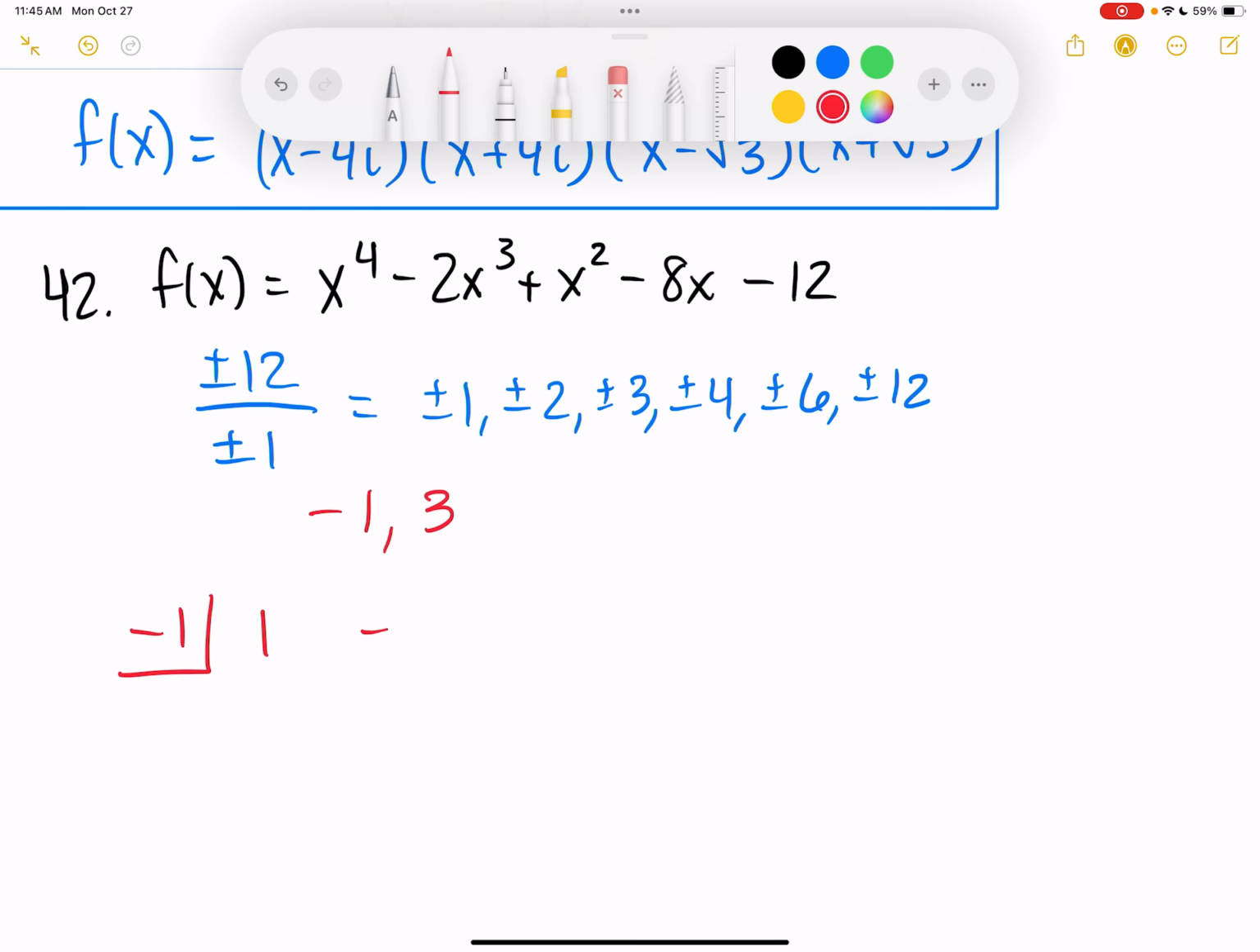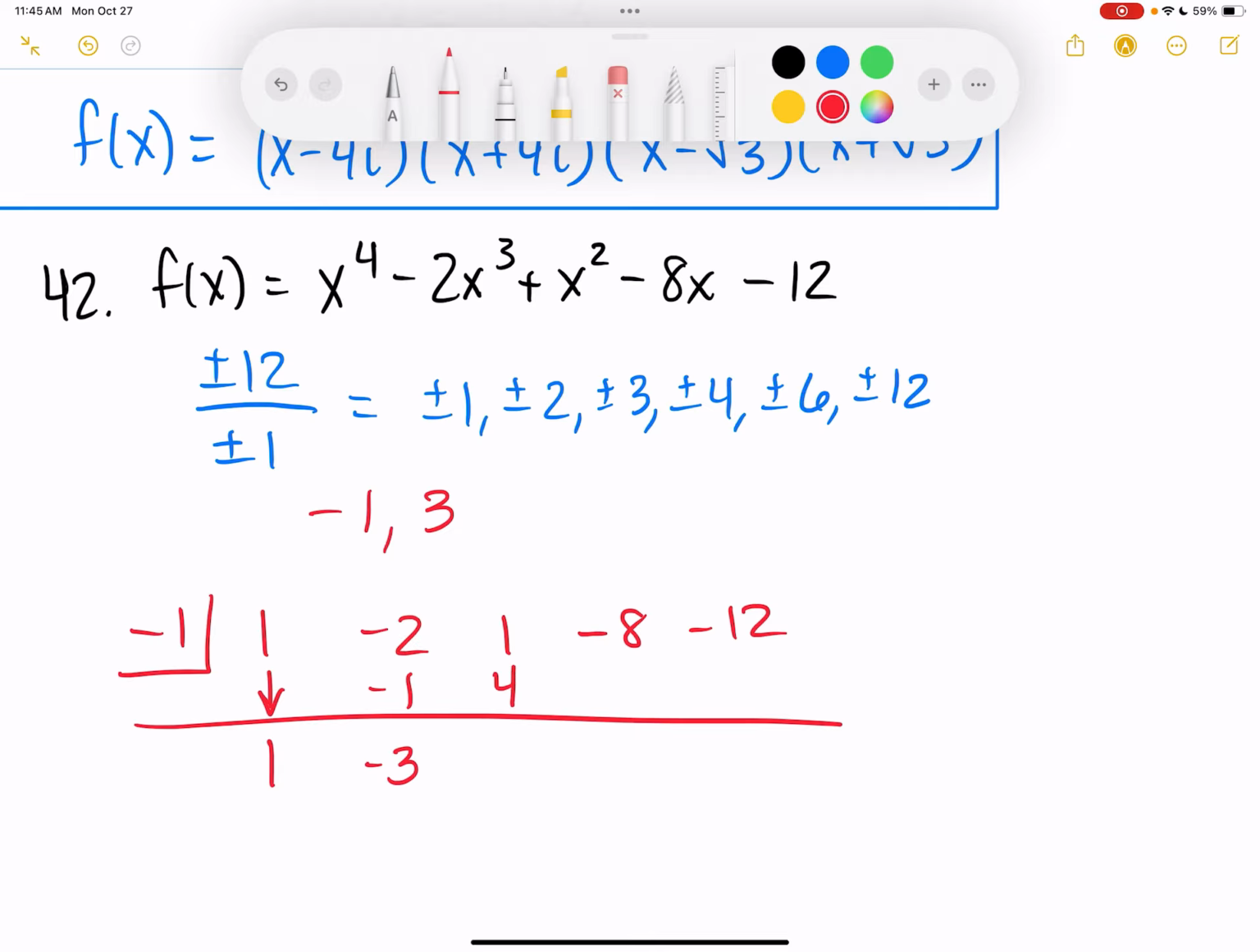1, -2, 1, -8, -12. So bring down the 1. Times -1 is -1. Minus 2 is -3. Times -1 is +3. Plus 1 is 4. There we go. That's where my 4 is supposed to be. Times -1 is -4. Minus 8 is -12. Times -1 is +12. Minus 12 is 0. So I've confirmed that one works.